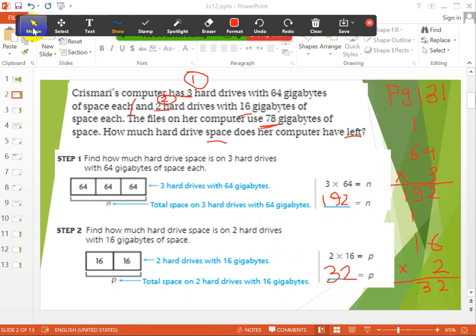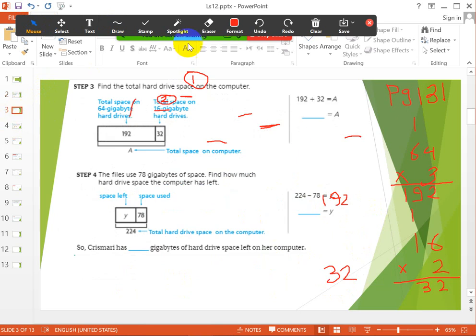Okay? So let's continue here. In step 3, I want to know the total space for all hard drives in this computer. Okay? The total space for all hard drives. I know that I have 2 kinds, B and N. This is N and this is B. So to know the total space on this computer, what I have to do, I have to add the space for kind N, and this is N.